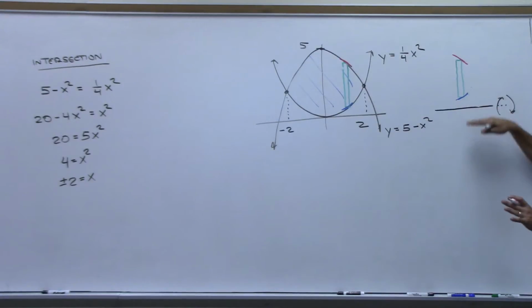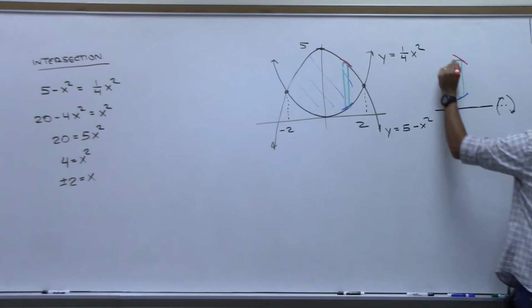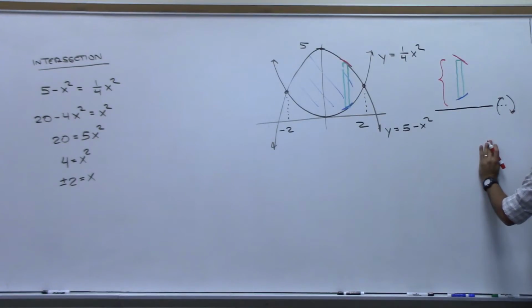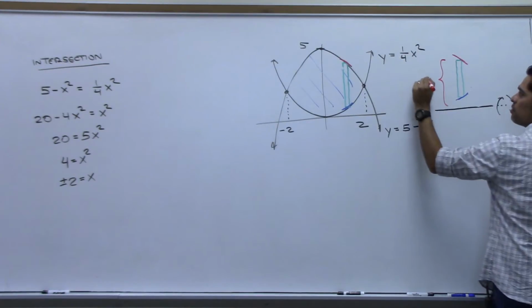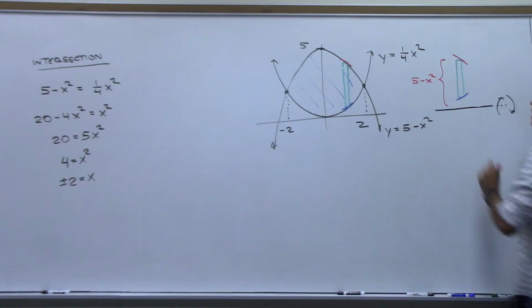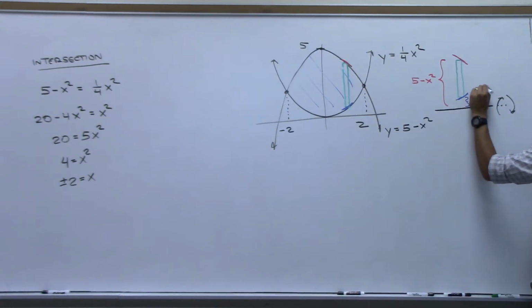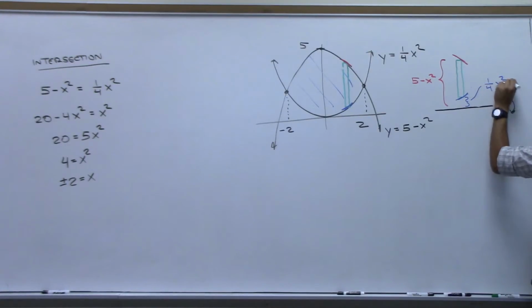But later on, this axis of rotation is going to be moved around, so we need to be comfortable measuring that distance. So from here to here, we all know is which one of the parabolas? 5 minus x squared. Agreed? And then the inner radius is this distance, which is 1/4 x squared. And now we can go to the formula.